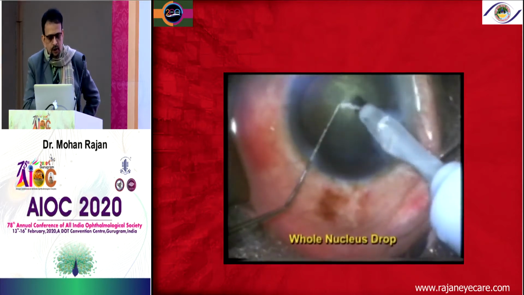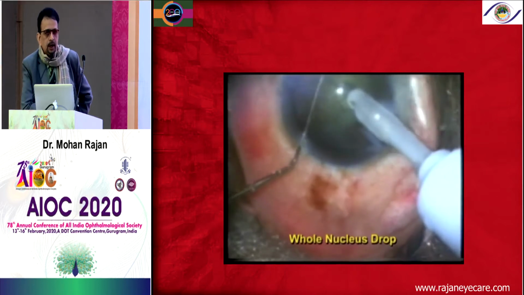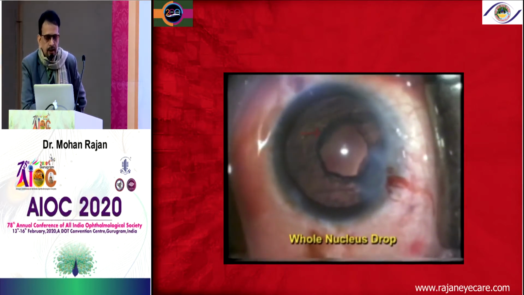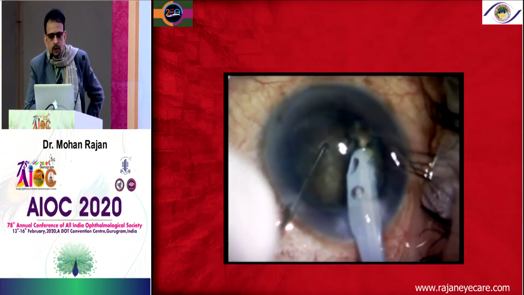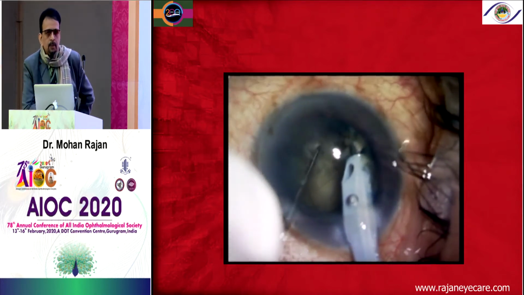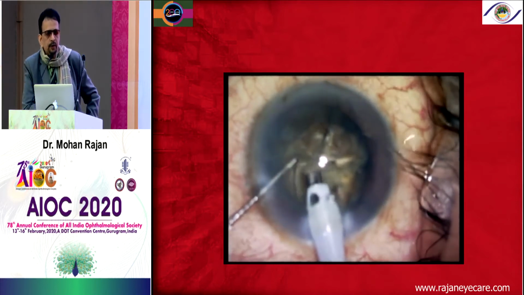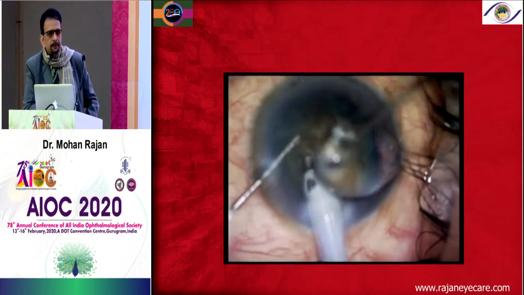Once you have a nucleus drop, you can see another patient with the posterior polar cataract. You have to be very, very careful in doing the hydrodissection. You can see here the nucleus disappears. So what you should not do is, once you have a nucleus drop, can anybody tell me what you should not do if you have a nucleus going into the vitreous cavity?